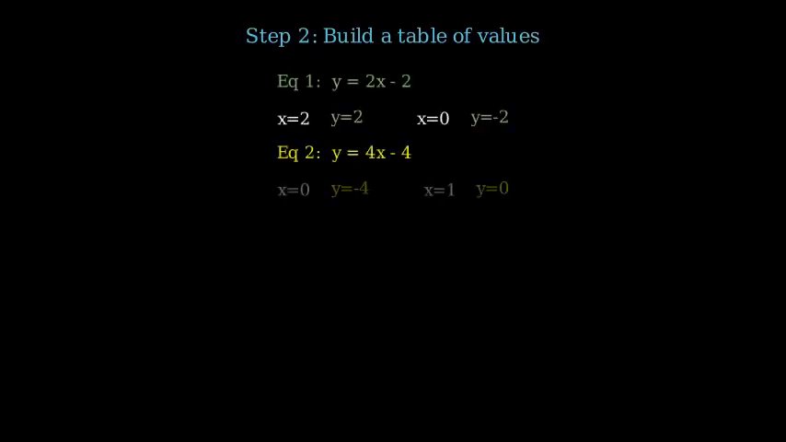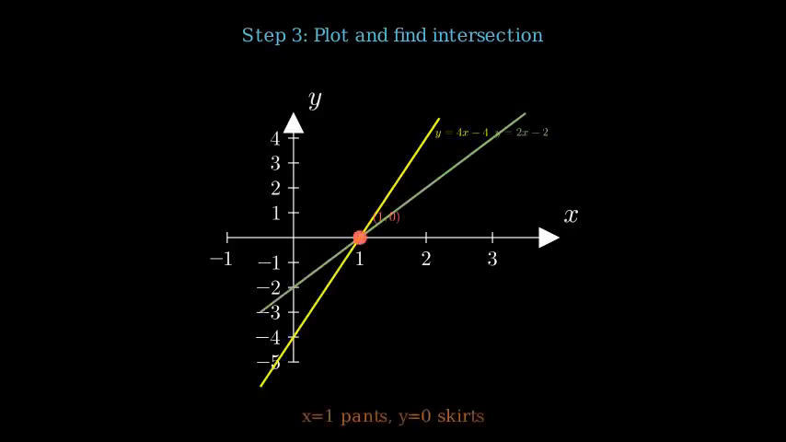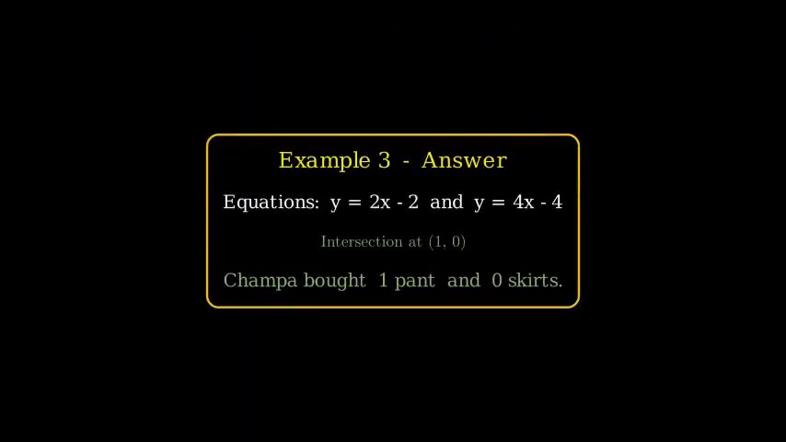Using the substitution method, set the two expressions for y equal. 2x minus 2 equals 4x minus 4. So 2 equals 2x, giving x equals 1. Then y equals 2 times 1 minus 2 equals 0. Champa bought 1 pair of pants and 0 skirts. Verification: 2 times 1 minus 2 equals 0, and 4 times 1 minus 4 equals 0. Both check out.